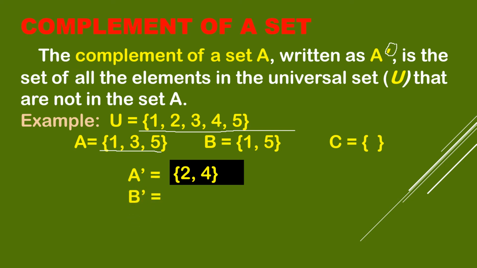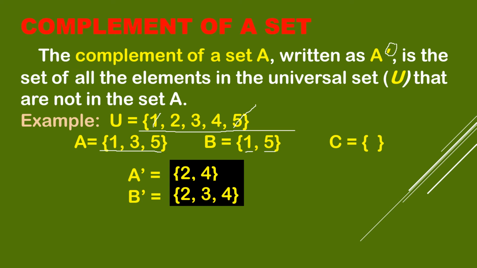Let's have this one. B prime. Set B consists of elements 1 and 5. Now, kukunin natin si B prime. Lahat ng elements ni B, tatanggalin natin doon kay universal set. Tanggalin natin si 1, tanggalin natin si 5. So, anong natira kay universal? It's 2, 3, and 4. Therefore, B prime is equal to 2, 3, and 4.